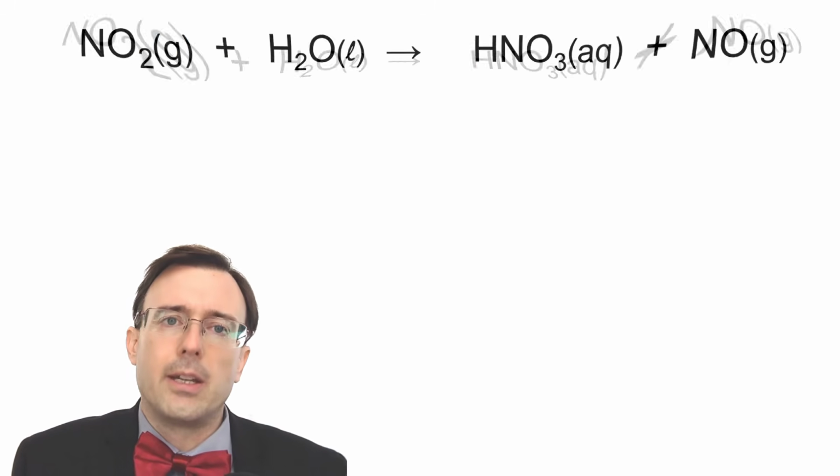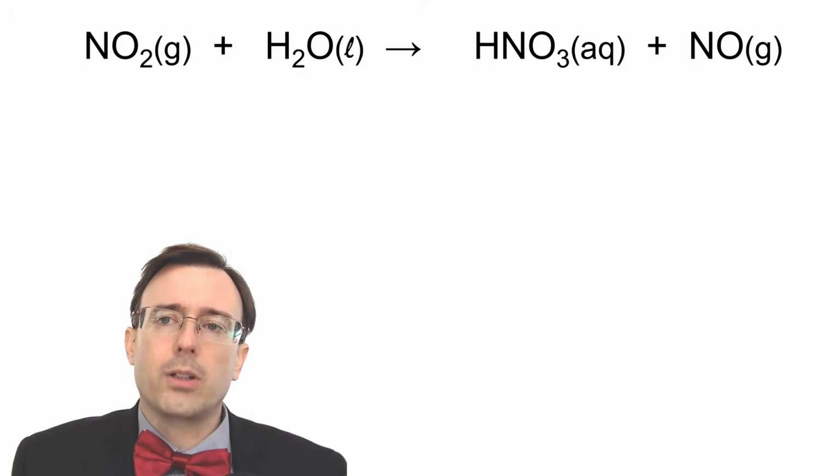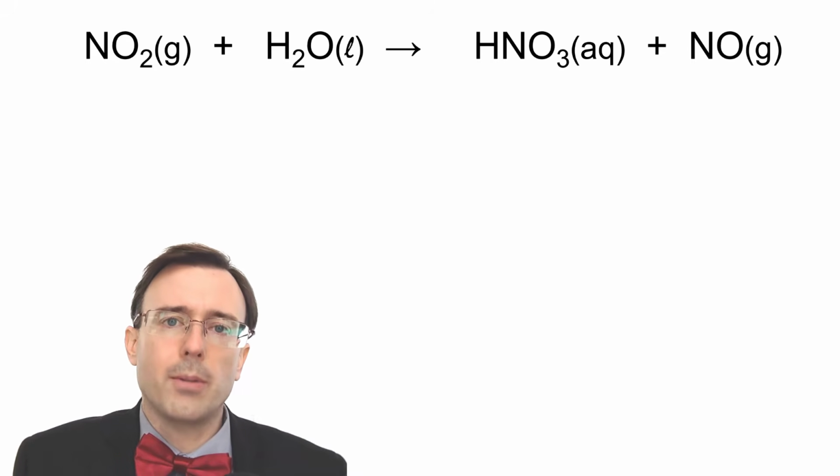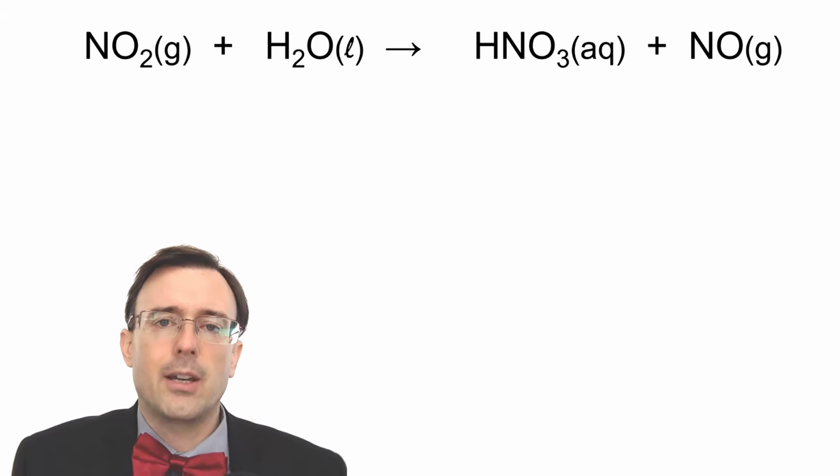Let's try another one. Here we have a little bit more complicated chemical reaction. We have 4 chemicals total. We have 2 on both sides, and we have a lot of stuff going on. Notice that we have oxygen in every single chemical, and that oxygen is going to be dependent on how we balance everything else.